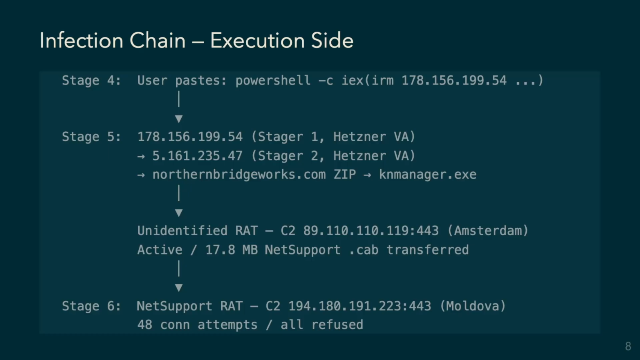Stage 6 is the NetSupport rat stage. So you're going to see NetSupport has some C2 going to this 194 address in Moldova. You're going to see 48 connection attempts in 24 minutes, all refused. And the server is going to return things like reset and ACK together, which means reset this connection. The configuration file for NetSupport will confirm that the gateway address is this 194 address. This rat was installed, it was ready, it called home 48 times, but its C2 ghosted it. Even malware gets stood up.